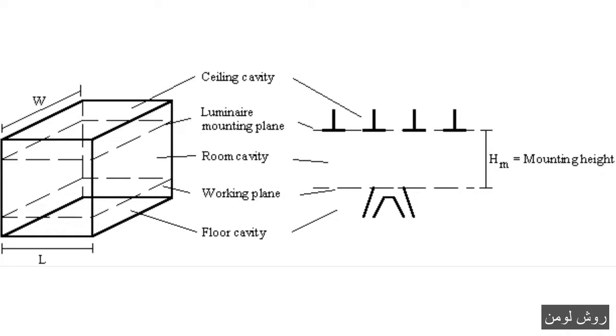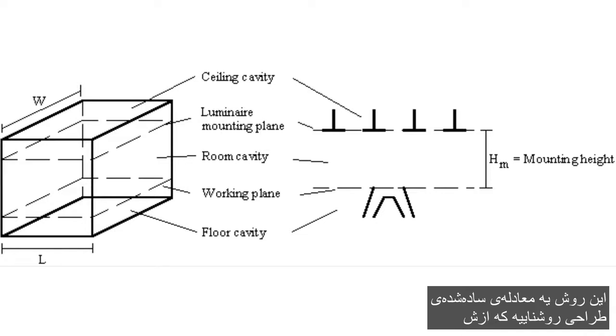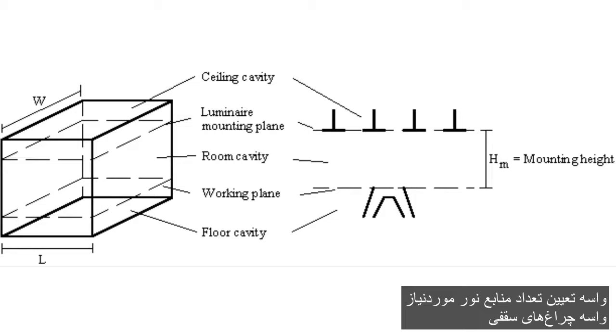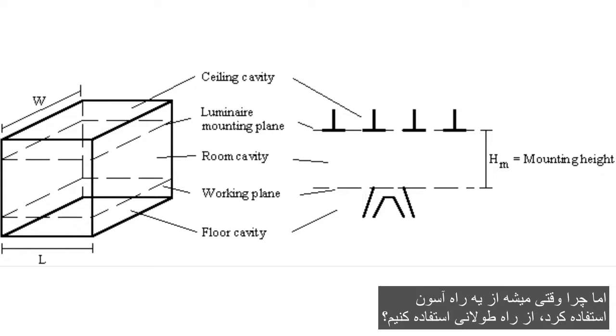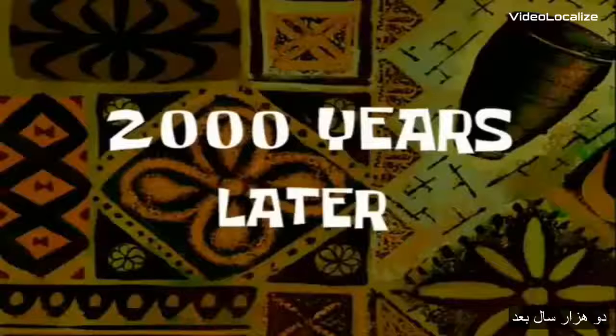The Lumen method. This is a simplified equation of lighting design which can be used to determine the number of luminaires required for overhead lights which are arranged in a regular pattern. There are more complicated methods, but why take the long way when you can do the easy way?